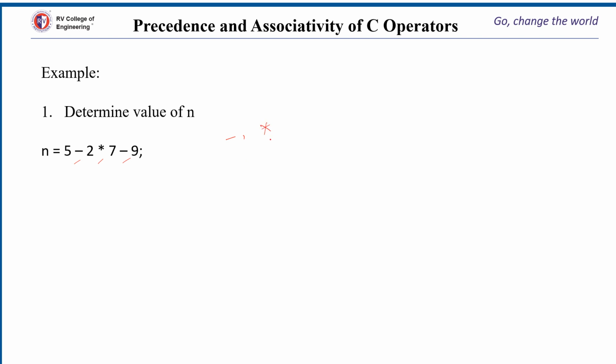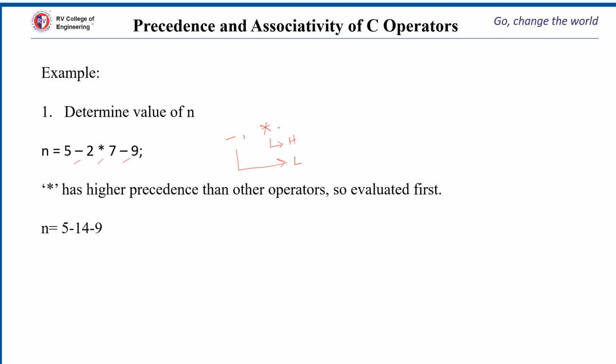Okay, the multiplication operator has the highest precedence when compared to the subtraction operator. So the operands with respect to multiplication are evaluated first. We get 5 minus 2 into 7 evaluated first, 14, minus 9. Then minus and minus both have the same precedence, correct? So they will be evaluated by applying the rules of associativity, that is left to right.